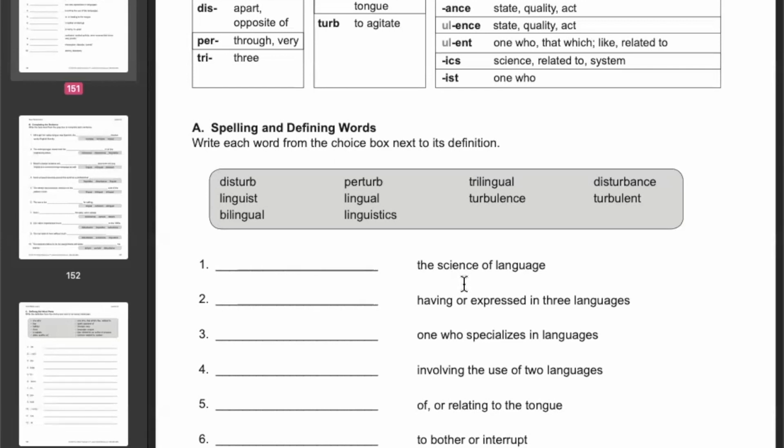We were working on this, and I think we got a wee bit into it, but not too far before we wrapped things up at a nice spot last time. So just quickly review our roots are lingu and turb.